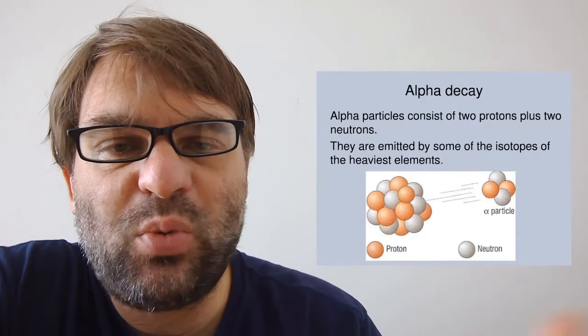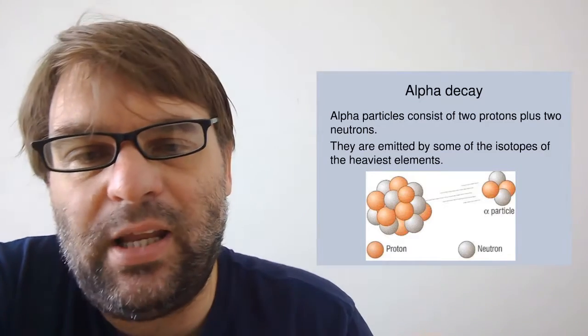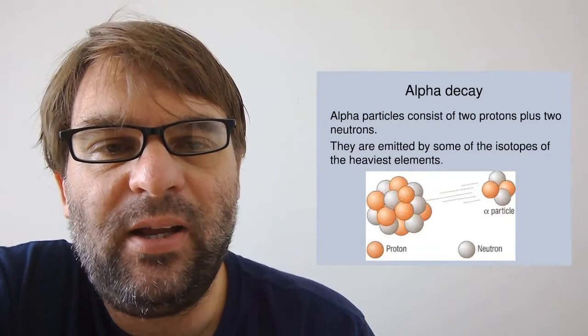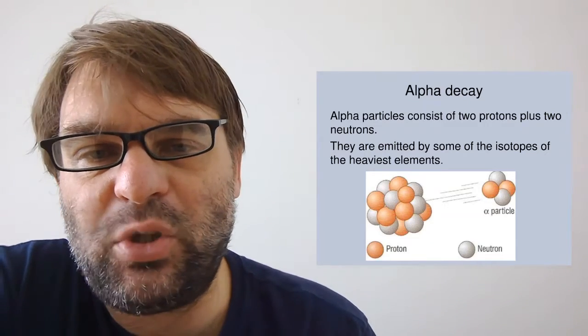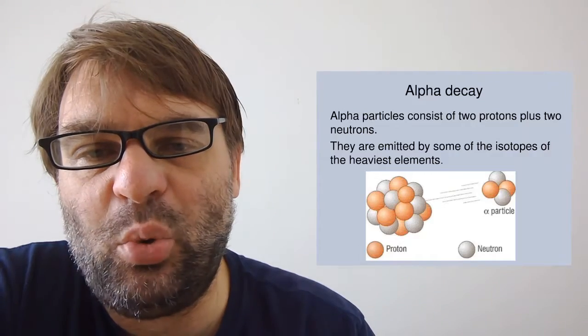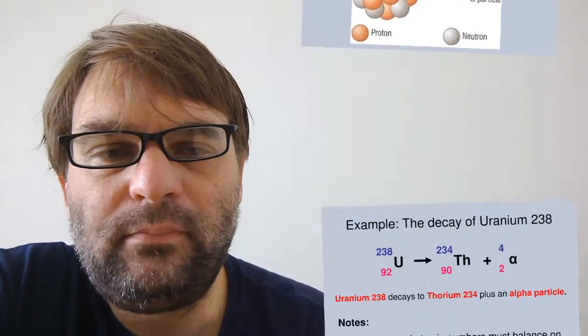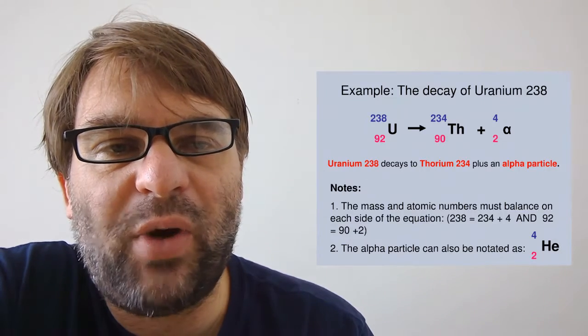So as we know, alpha particles consist of two protons and two neutrons. They're a helium nucleus, they're positively charged, and they are emitted from heavy elements when they undergo radioactive decay. Okay, things like uranium and thorium and plutonium. So there's an example there, the decay of uranium-238.